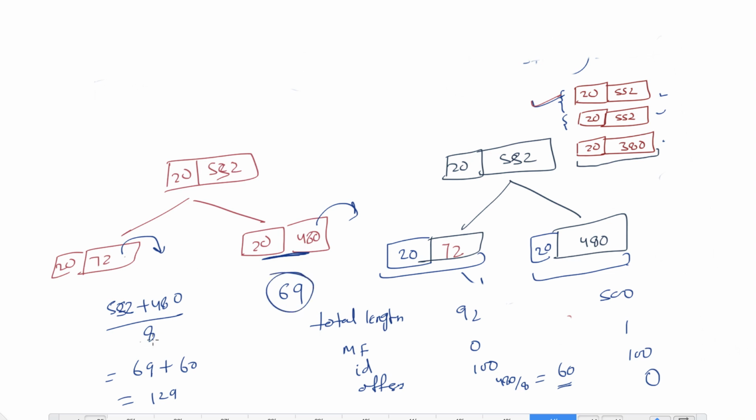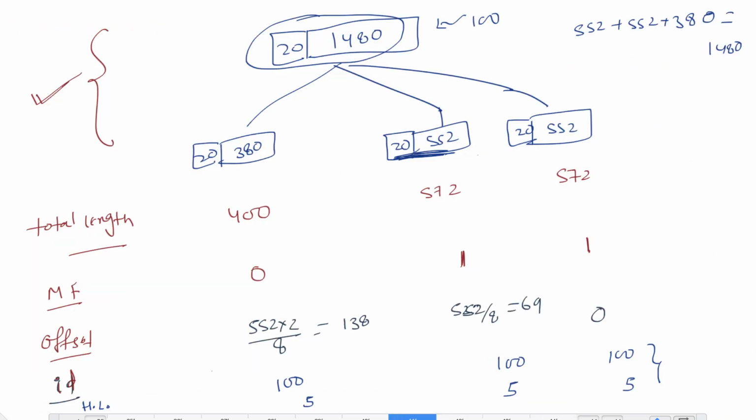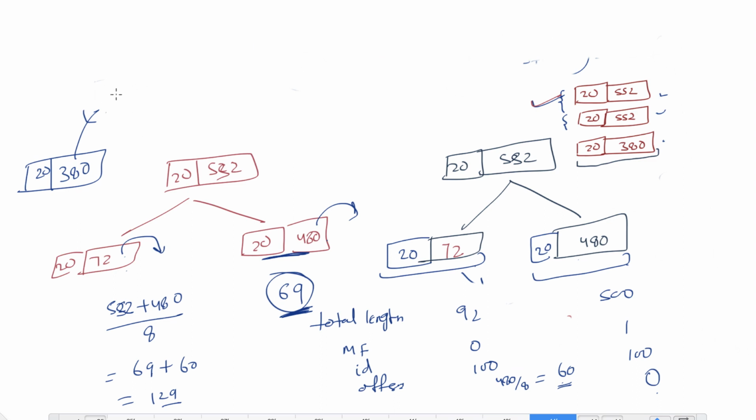I hope you got it, right? Since there are two packets, and third packet will be this, which is 20 and 380, which is not fragmented. So this packet is having offset of 0, this packet is having offset of 60, this packet is having offset of 69, this packet is having offset of 129, this packet is having offset of, like earlier what was the offset, the same will get copied. Earlier offset was 138, so this packet is having offset of 138, right?